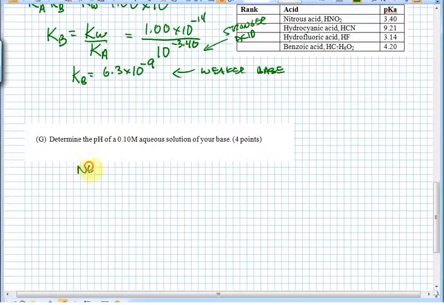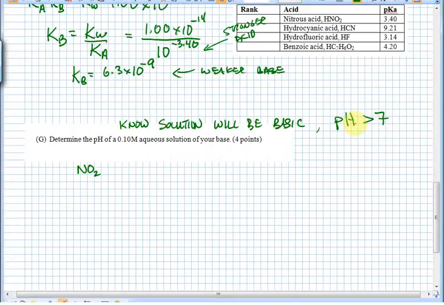So, nitrite, we wanted to determine the pH. We know the solution is going to be basic. Therefore, we know that the pH will be greater than 7. Because this is a weak base, though, we're not looking for it to be substantially greater than 7. So we'll be able to check our answer when we're done here. So nitrite, I'm going to ignore the state designations. Everything here is happening in aqueous solution, reacting with water to form nitrous acid and OH minus.